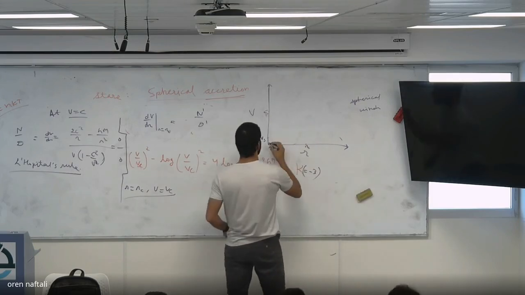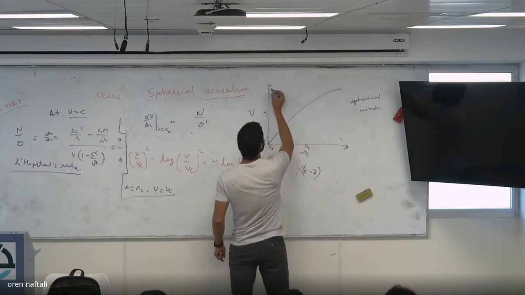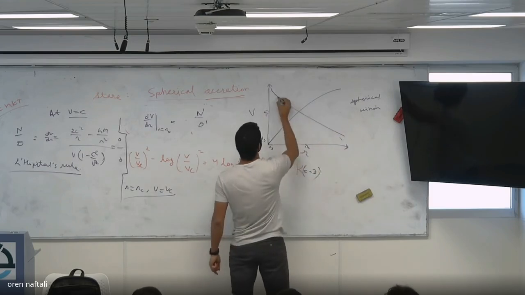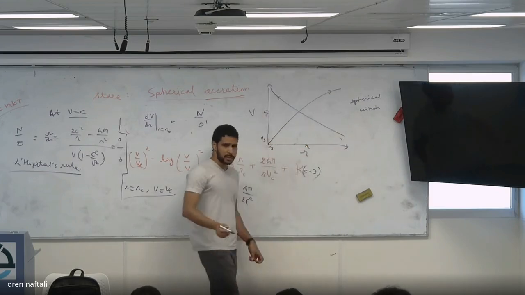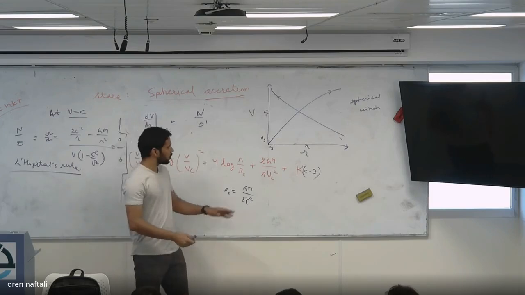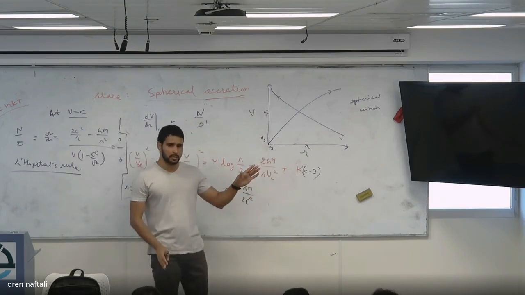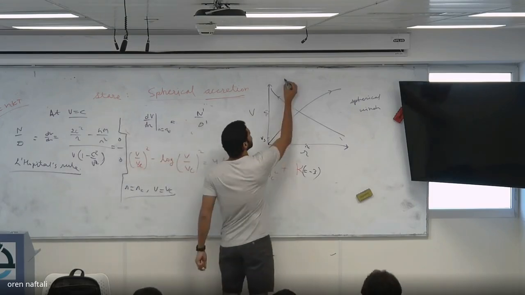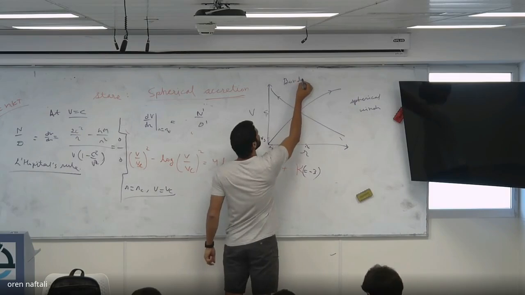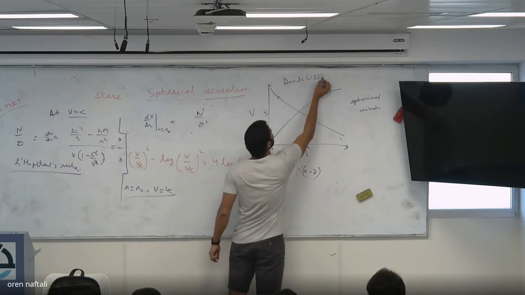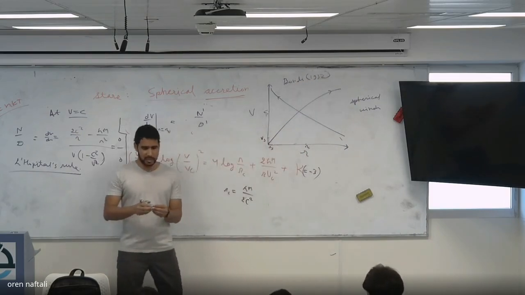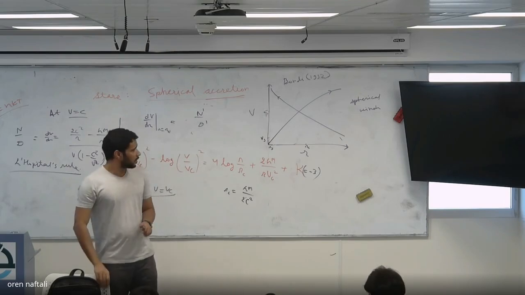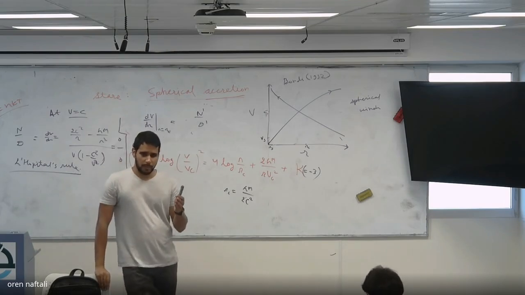So we have two solutions. Let's look a little bit at the history. These solutions were obtained by Bondi in 1952. Spherical accretion on stars. Now look at the problem.